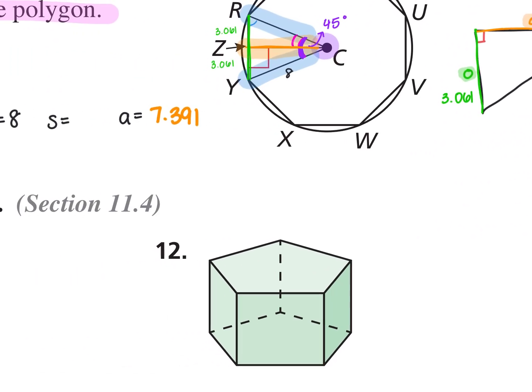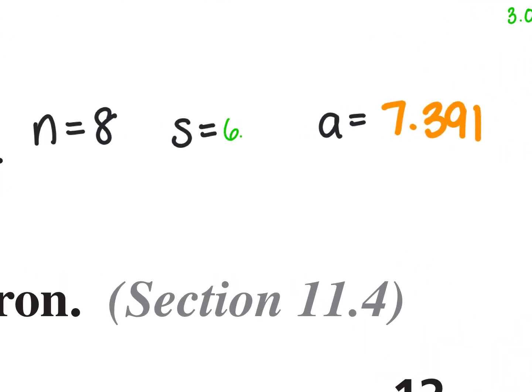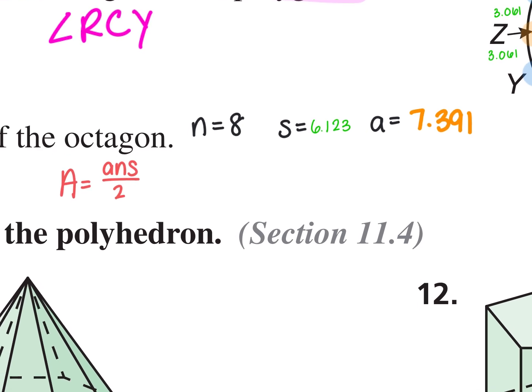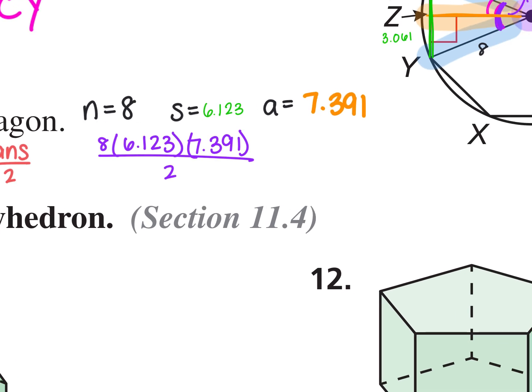All right, so that now is for my side, 6.123. And plugging it into my formula to solve for my area. So plugging it in, I'm going to have 8 times 6.123 times 7.391, all divided by 2. I'm going to get, you should have your answer.